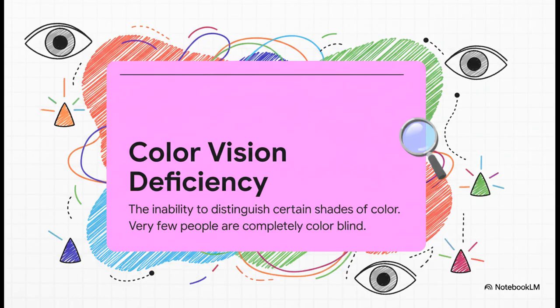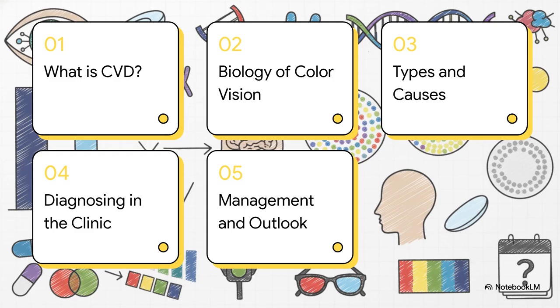So we're going to tackle this just like a clinical workup. We'll start with the fundamentals. What is CVD? Then we'll get into the biology of how we even see color in the first place. After that, we'll explore the different types and what causes them. And finally, we'll get practical and talk about diagnosis and management right there in the clinic. All right, let's jump into our first section.